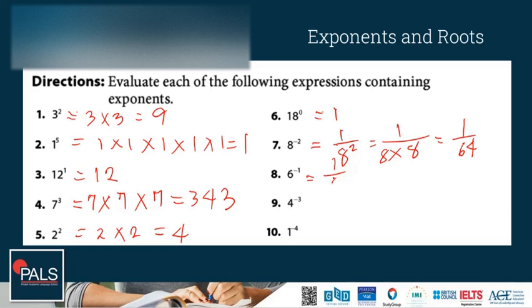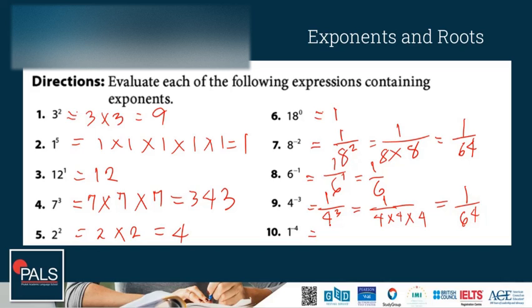So 1 over 6 to the power of 1. Any number with an exponent of 1 is still the number, so the answer is 1 over 6. Okay, 4 to the power of negative 3. So find the reciprocal: 4 to the power of 3, or 4 cubed, is the same as 1 over 4 times 4 times 4, which is equal to 1 over 64.